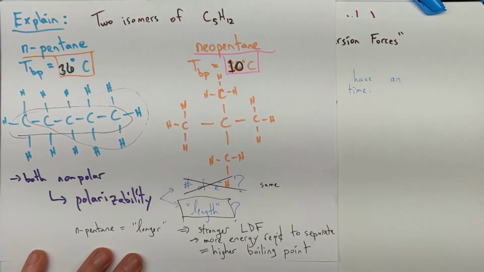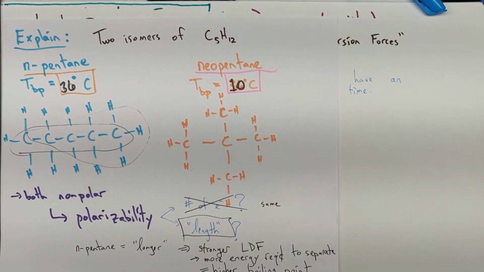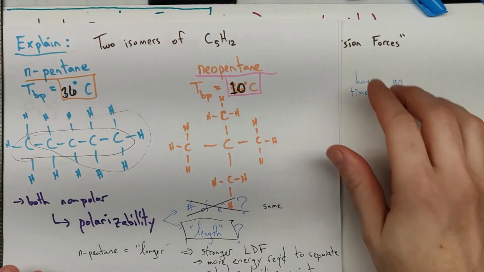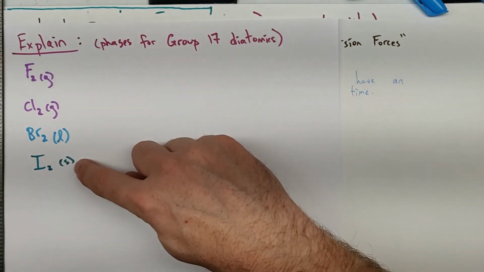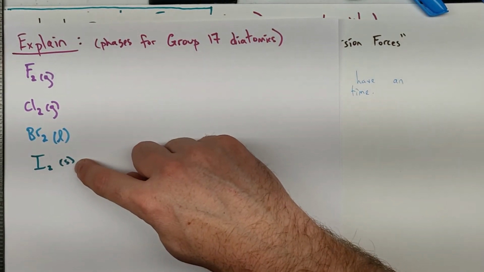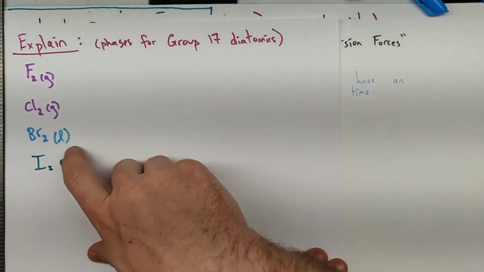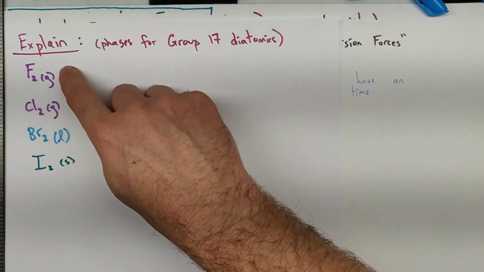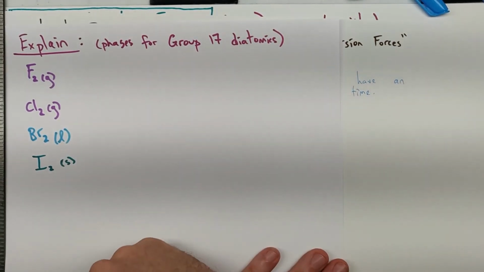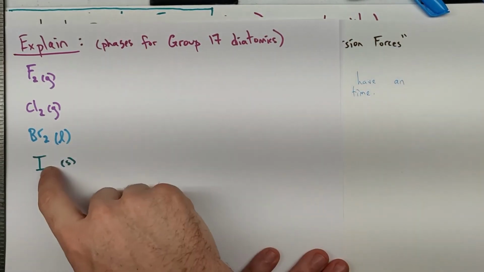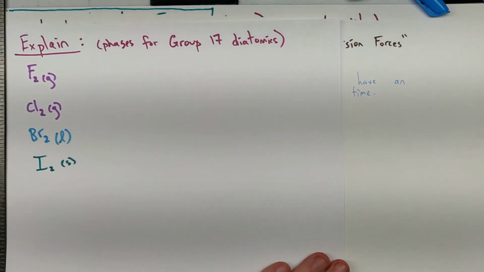All right, and we've got one more example that I want to look at for London dispersion forces. This question takes a look at the phases of the group 17 diatomics. And so very often you're not given numbers, but you could be given the actual boiling points for these things. But the general trend is gas, gas, liquid, solid, which means that as we're going down, and this is an important thing to recognize, we're getting an increase in the strength of the intermolecular forces.